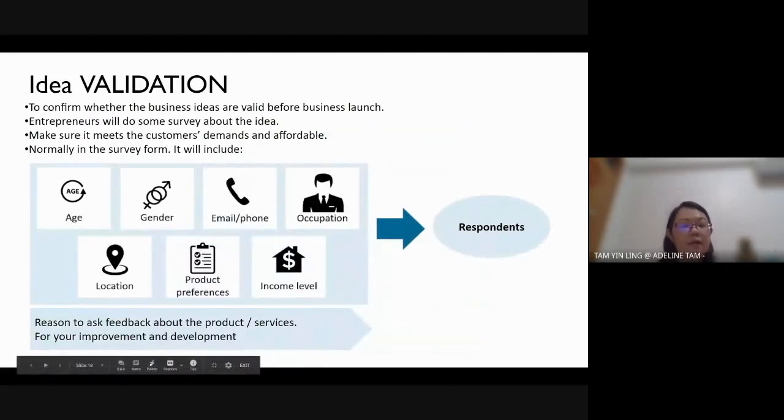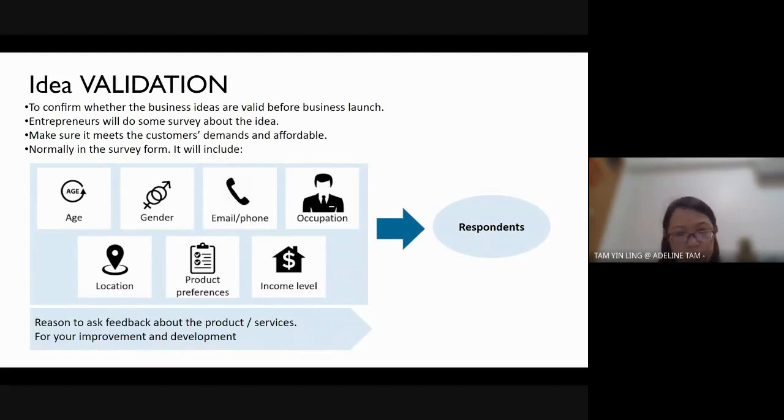After we have the idea, now we have to validate the idea. We have to confirm whether the business ideas are valid or not before we even launch the business. Now you have to look at the ideas in even more detail. You have to really analyze your idea, and when you analyze, you need knowledge to analyze. So you need to do a survey on the customers to find out whether this idea is relevant, suitable for my customer, whether the idea meets the demand of the customer and whether the customer can afford to pay for that idea.